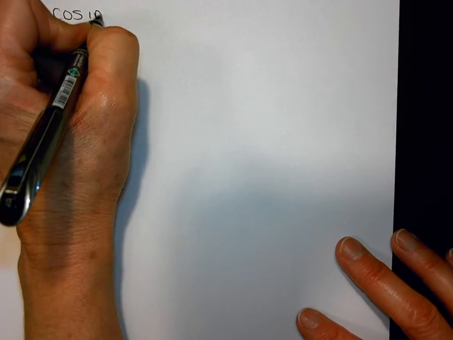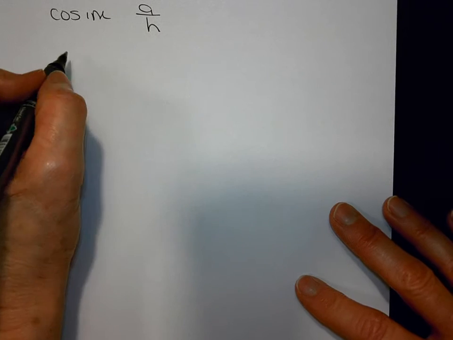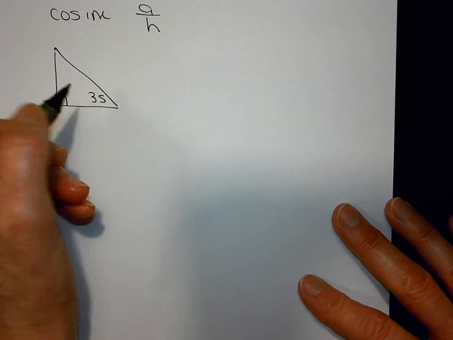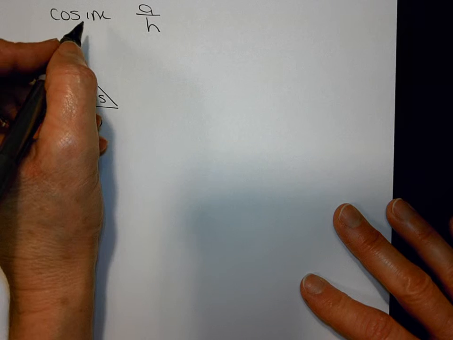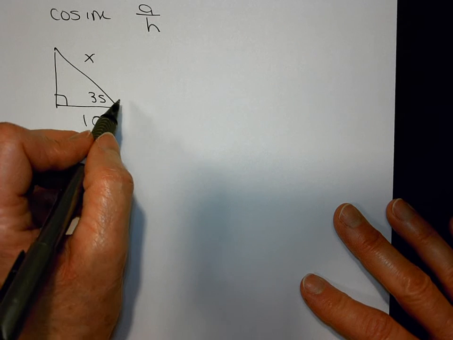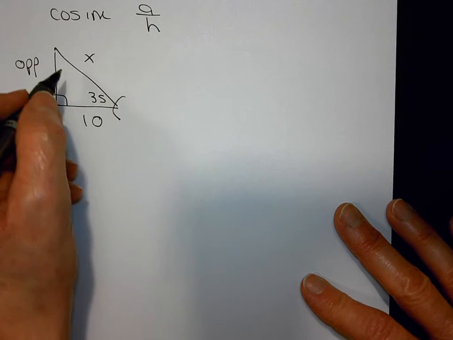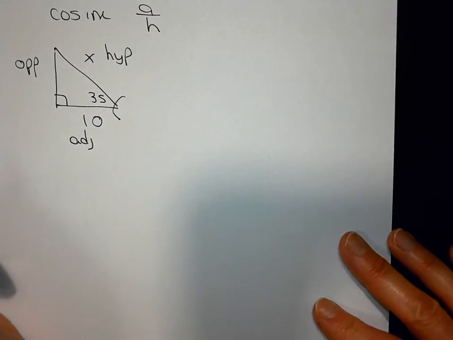Okay, let's do some cosines now. So again, remember cosine is adjacent over hypotenuse. Okay, so my first example. Okay, my angle is 35. This is a 10, and this is my x. So again, we stand on the angle. This becomes the opposite. We do not know anything about it. This is always the hypotenuse, and this is the adjacent.